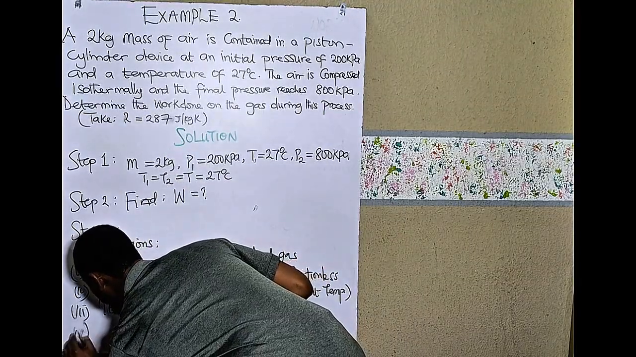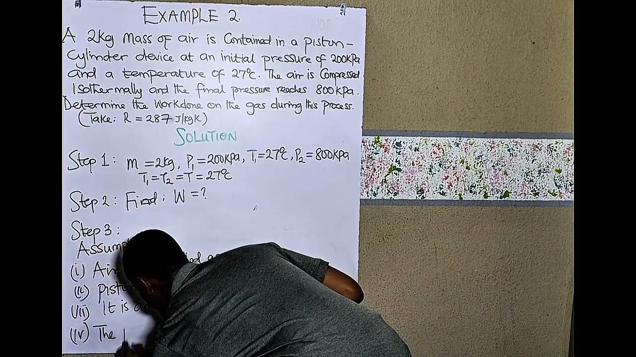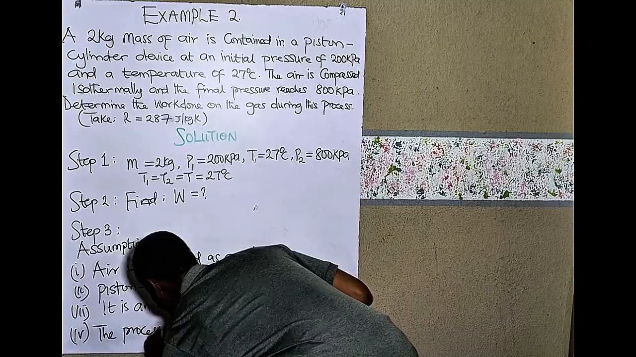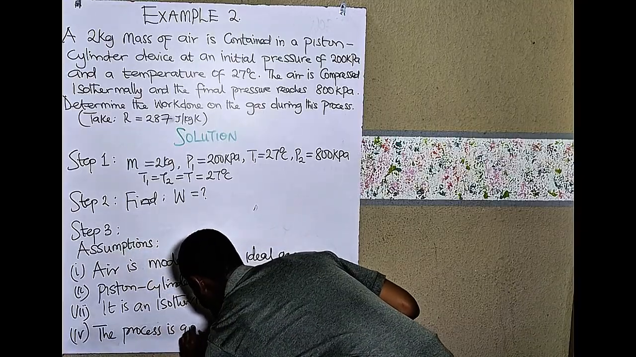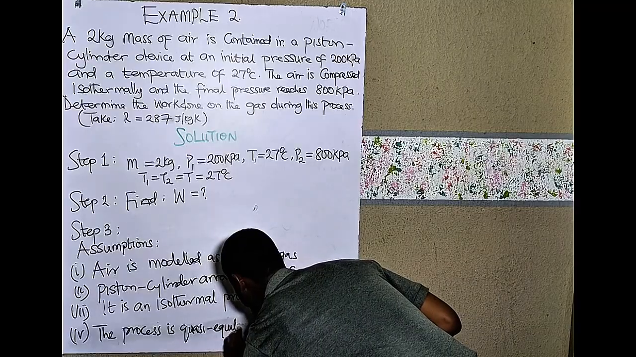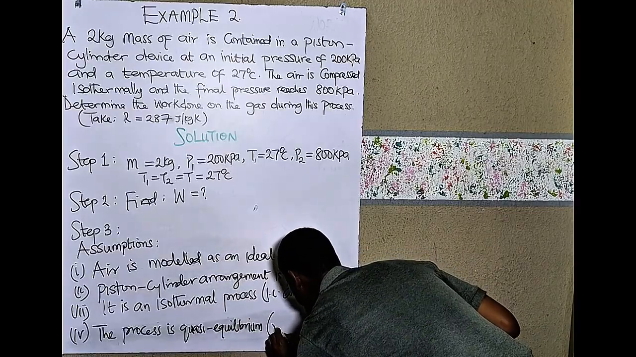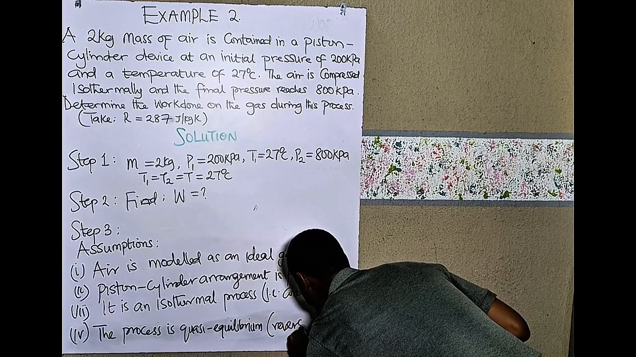Assumption 4. The process is quasi-equilibrium. That is a reversible process.